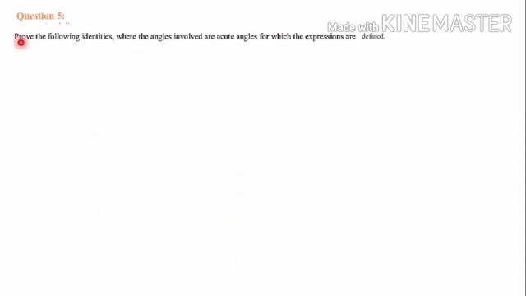Next we shall discuss question number 5. The question is, prove the following identities where the angles involved are acute angles for which the expressions are defined. First question is, cosec theta minus cot theta the whole square is equal to 1 minus cos theta by 1 plus cos theta. Here the left hand side is cosec and cot and the right hand side is only cos.